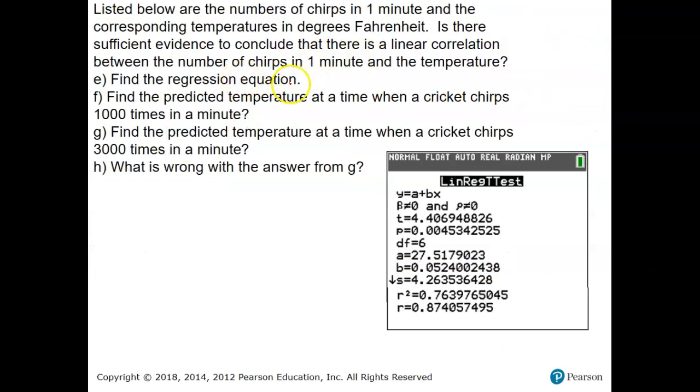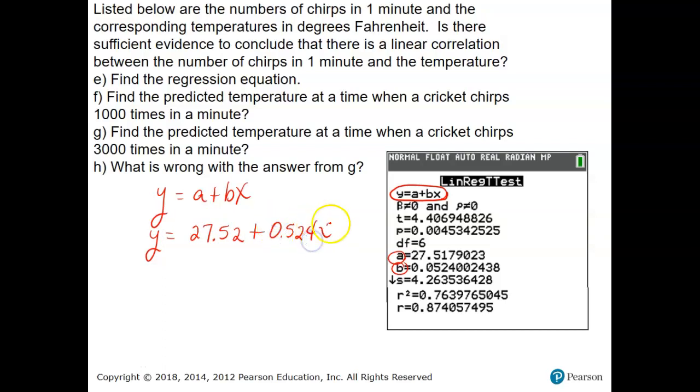Okay, so find the regression equation. As far as finding the regression equation, we've got this model set out here. All we really need to do is to substitute in the A and the B that they give us down here. So here's our A and here's our B. I'm going to have y equals 27.52 plus B is 0.524x. This is going to be my answer to part E. That's going to be my regression equation.